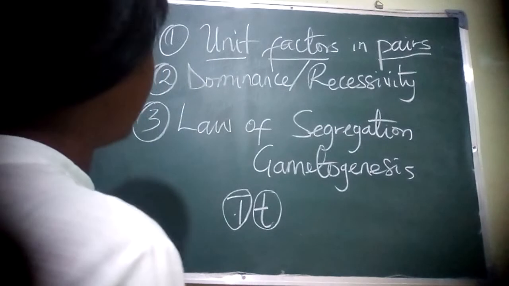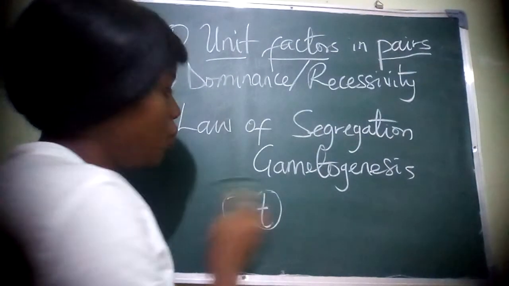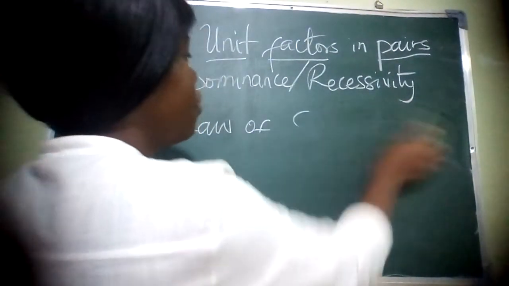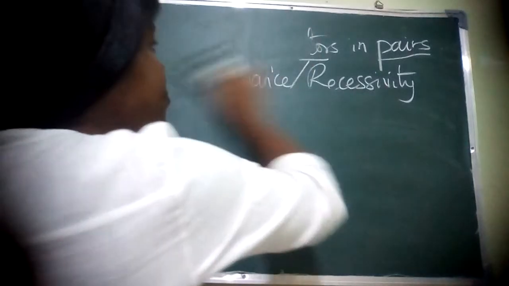So I think that would be all for this class. We've come to the end of today's class. I hope that you've learned a lot today. In the next class, we are going to be discussing modified monohybrid ratio. That is what I just showed you. This 3:1 ratio is not always the case, but we are going to find out what causes this difference or these modifications.